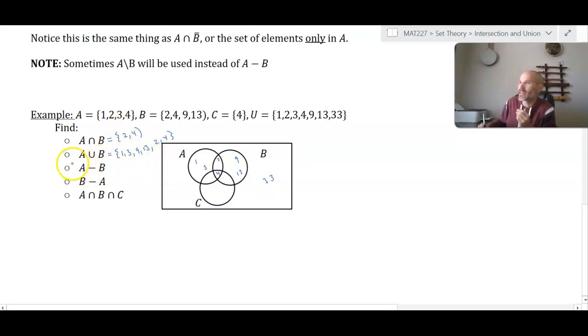Okay, A minus B would be the things that are just in A. Remember, this is the same thing as saying A and not B. So that would be the elements 1 and 3. B minus A would be the things in B and not in A. Okay, that would be 9 and 13. And all right, well, here let's incorporate all three sets. The intersection between A, B, and C, well, that's what they all share in common, and that would be the element 4. Okay, now if there's 10 sets and you have an intersection of 10 sets, that would be what's in common among all of those 10 sets.